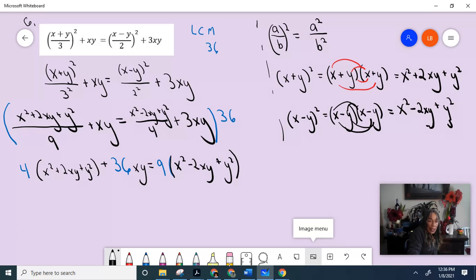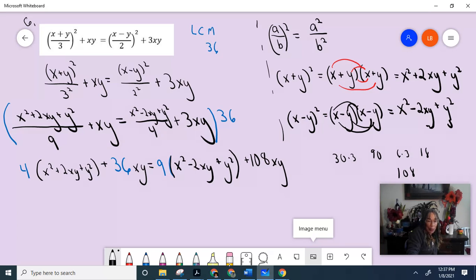All right. And then the last thing is 36 times 3. 30 times 3 is 90, 6 times 3 is 18. 90 plus 18 is 108. So I've got plus 108xy. I was running it through my head. Is that right? Okay, 108xy. There we go. So I've got all this stuff.